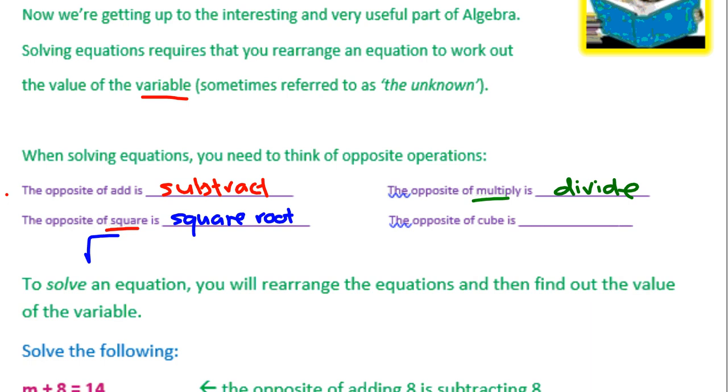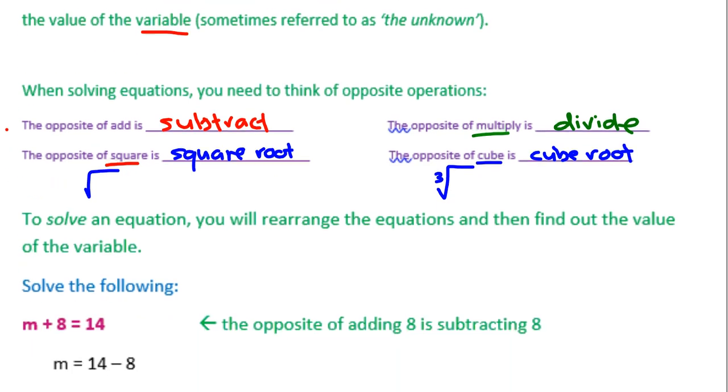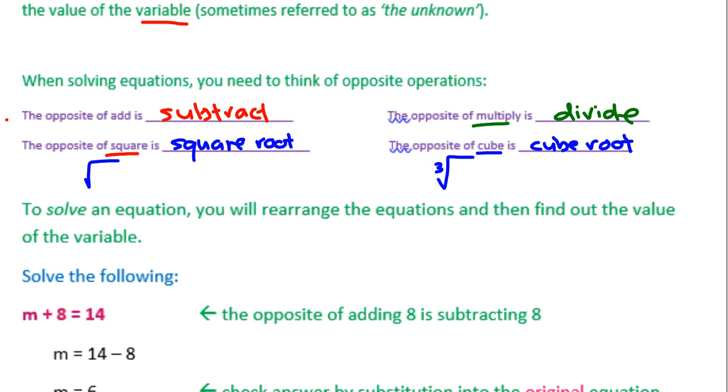And the opposite of cubing something, so something to the power of 3, what is it again? That's right, it's similar to the square root, but instead it's a cube root. Okay, so that's what you need to think about when solving. You've got to think of reverse operations to solve. So to solve an equation, you will rearrange the equation and find the value of the variable.